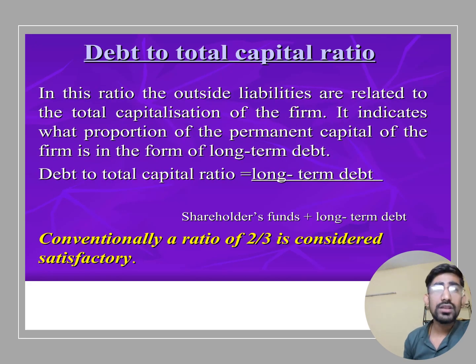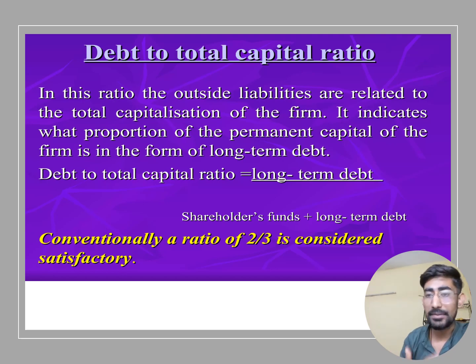Now coming up to the debt to total capital ratio. Okay, so in this ratio, the outsider liability are related to the total capitalization of the firm. It indicates what proportion of the permanent capital of the firm is in the form of long-term debt. Okay, so the debt to total capital ratio is equal to long-term debt divided by shareholders fund plus long-term debt. Okay, we know what is long-term debt.